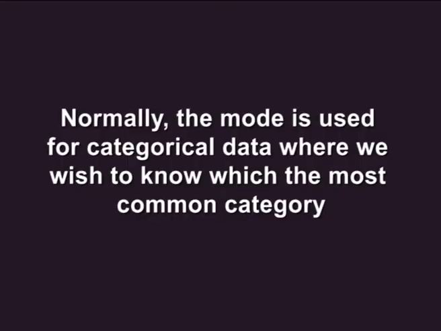Then we have mode. Mode is the most frequent score occurring in our data set. On a histogram, it represents the highest bar in a bar chart or histogram. You can therefore sometimes consider the mode as being the most popular option. Normally, the mode is used for categorical data, where we wish to know which is the most common category.